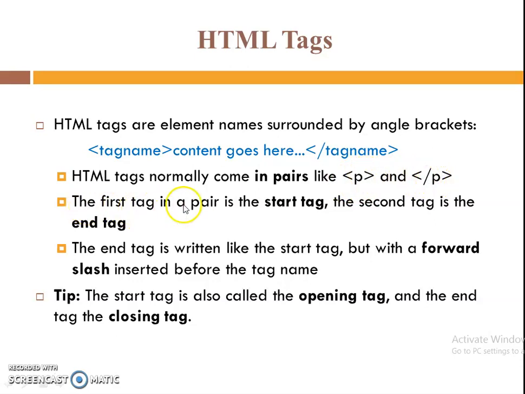The first tag in a pair is the start tag. The second tag is the end tag. The end tag is written like the start tag, but with a forward slash inserted before the tag name. See here, starting tag and end tag are both similar, only the forward slash is there before the tag name. The starting tag is also called the opening tag, and the end tag is also called the closing tag.